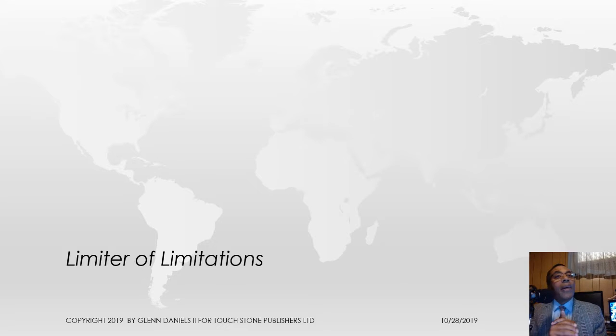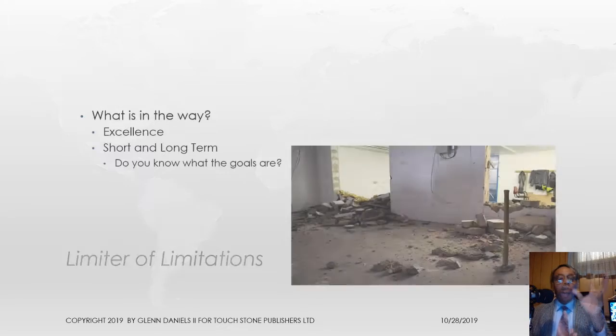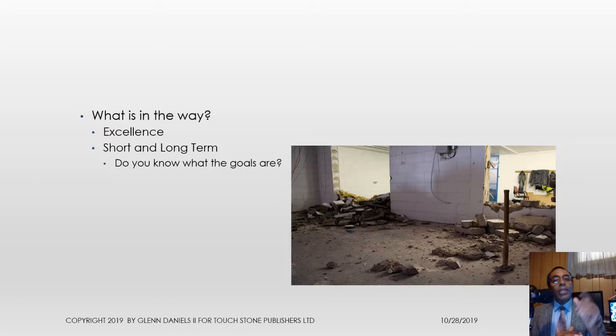A limiter of limitations. That's your next role. You limit the limitations that are out there. You see something, break that wall down. What's in the way of excellence on your team? If your team is doing excellent, what's in the way? Think about that for a second.